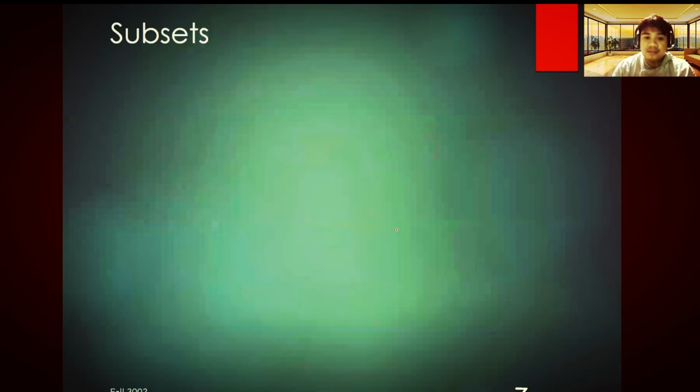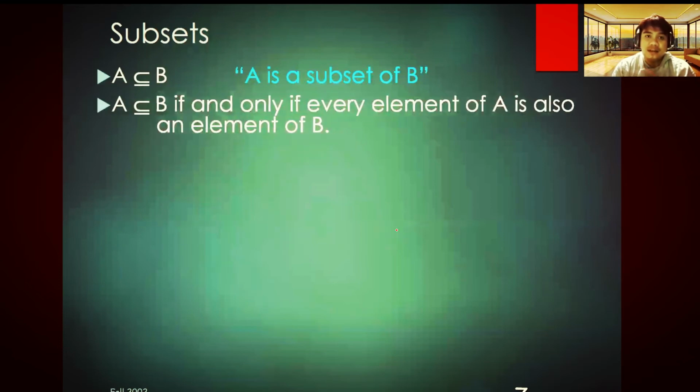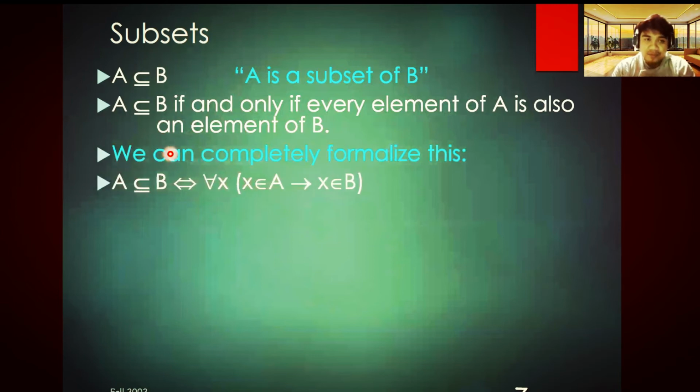So we have here subsets. So when we say subsets, A is a subset of B. So we're using this symbol, A subset of B. A is a subset of B if and only if every element of A is also an element of B. So we can completely formalize this. Ibig sabihin nun, if A is a subset of B, ibig sabihin nun, sa lahat ng X, for all X, if X is element of A, then X is element of B.